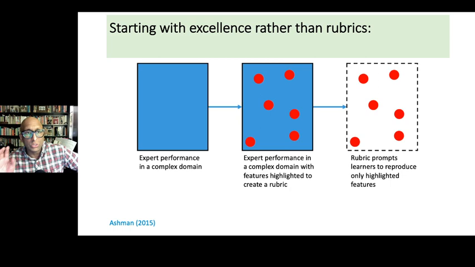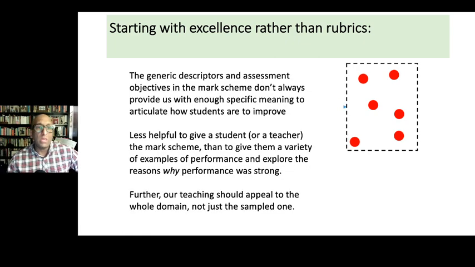It kind of reduces excellence to these lowest common denominators, and this is a problem with rubrics. This is one problem with rubrics. Another problem with rubrics and mark schemes is that they're generic descriptors, and assessment objectives in the mark scheme don't always provide us with enough specific meaning to articulate how students could improve.